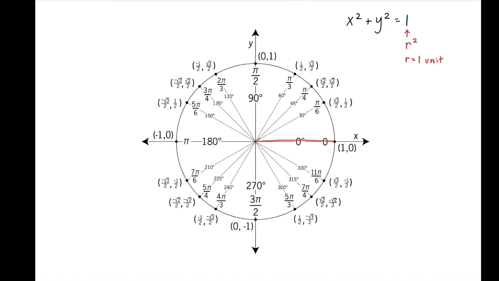Now this radius goes from the center to each point on the unit circle. So all of these measurements that I'm highlighting in red are 1 unit long. They're all the same length.